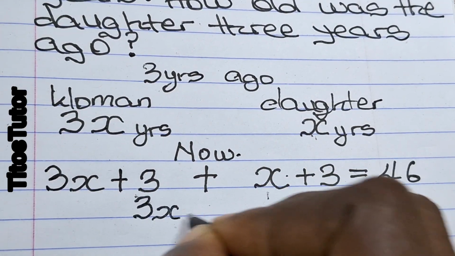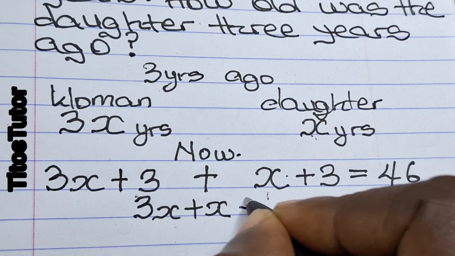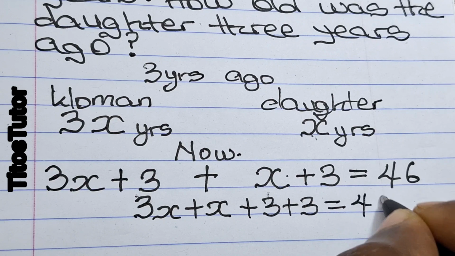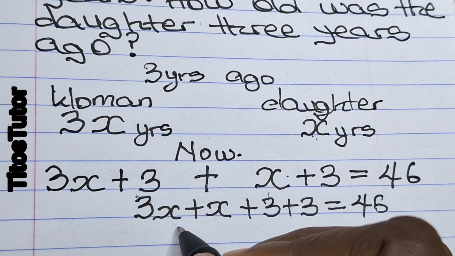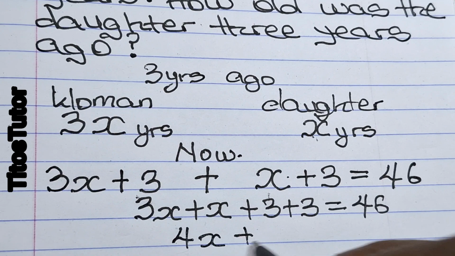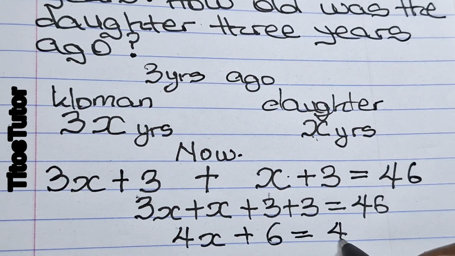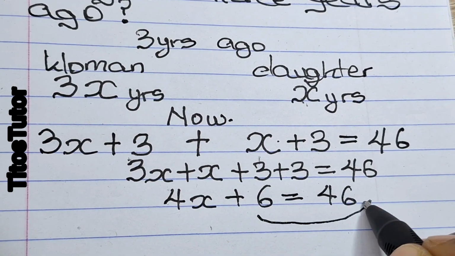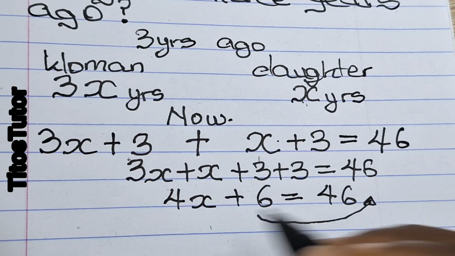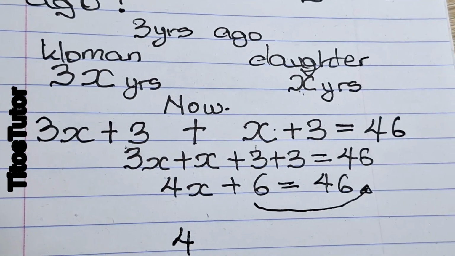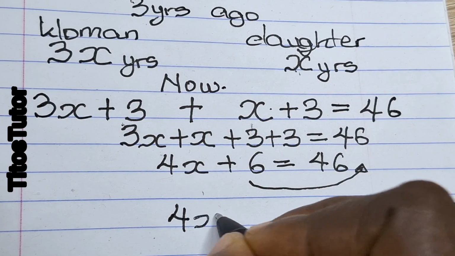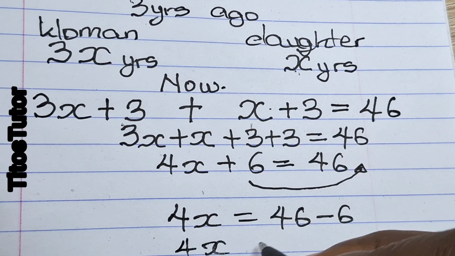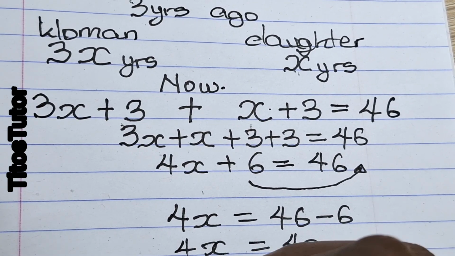Collect like terms. 3x plus x gives me 4x, plus 3 plus 3 gives me 6, and this is equal to 46. So I have 4x plus 6 is equal to 46. Let's keep going. I'm going to take the 6 to the other side, so it becomes minus 6. So I have 4x is equal to 46 minus 6. 4x is equal to 40.